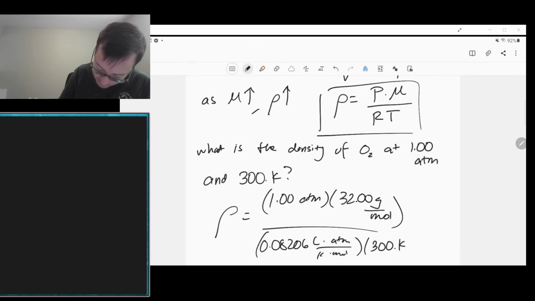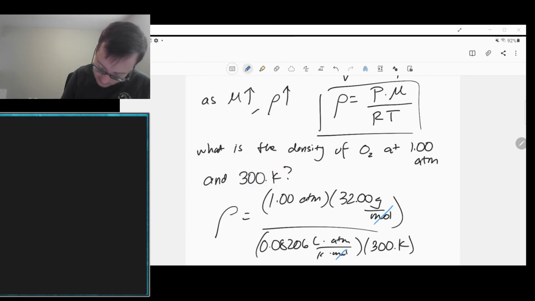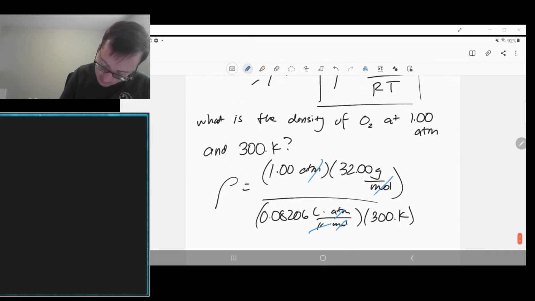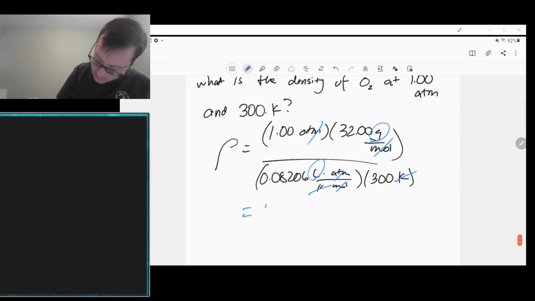300 Kelvin. Notice the units cancel: moles cancel, atmospheres cancel, Kelvin cancels. We are left with grams over liters, which is density units, right? Mass per volume. And so we can figure it out. 32 divided by 0.08206 divided by 300 will be 1.299, too many sig figs, so 1.30 grams per liter. Done.